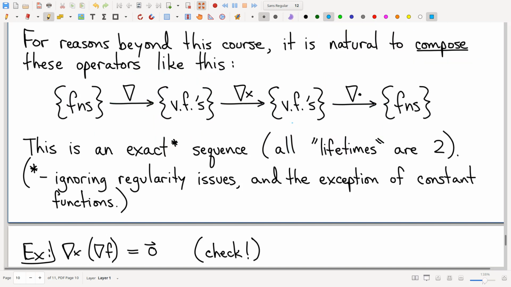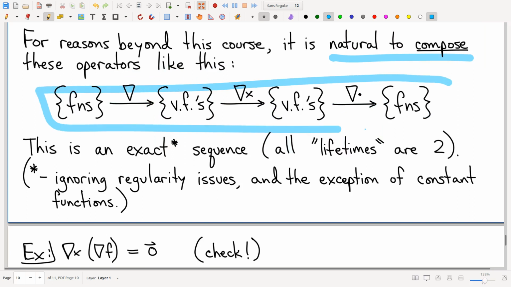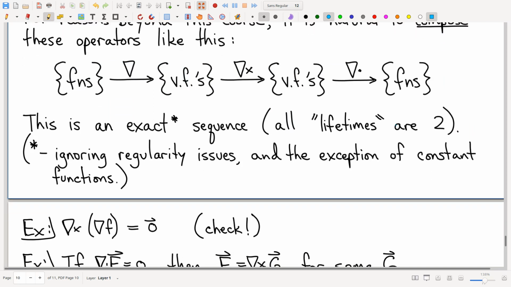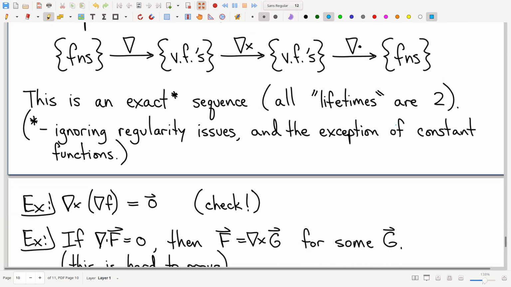I want to try to persuade you that it's in your best interests to think about these operators put together in this way. Even if you don't know why, it's very valuable to know that they should be thought of as composed in this order. All right, so here's what the cool punchline is. This is what we call an exact sequence.